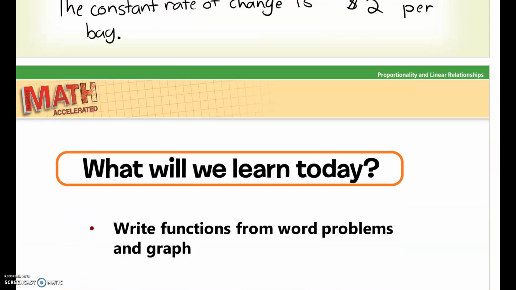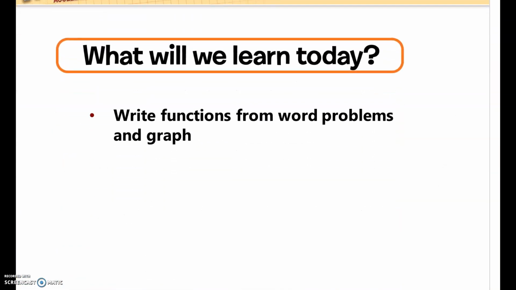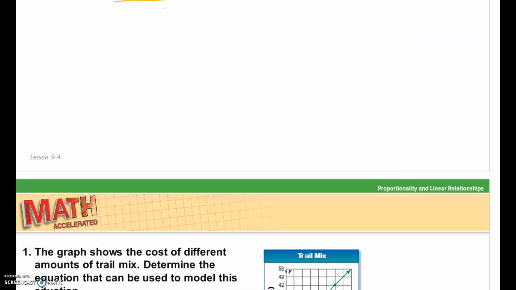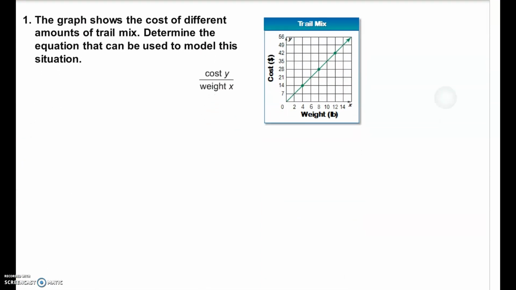Okay, moving on. So what are we going to learn today? We are looking at writing functions from word problems and graphing them. So let's look at this first example. The graph shows the cost of different amounts of trail mix. Determine the equation that can be used to model this situation. So our cost y over our weight x. You can see they kind of set it up already for us. So we just look at our change in x's, change in y's, and we can figure it out.